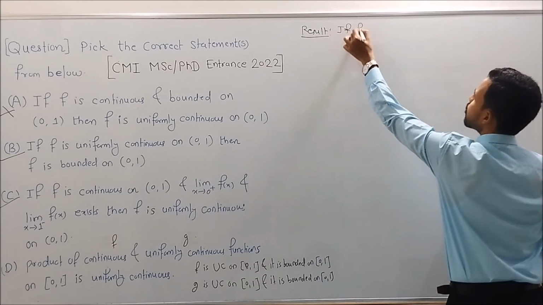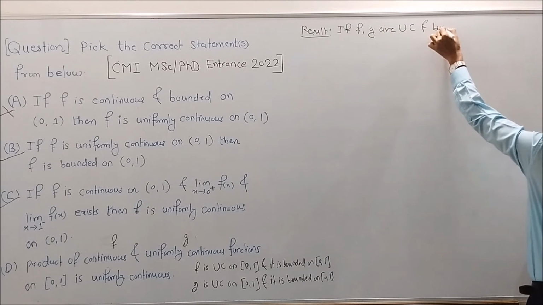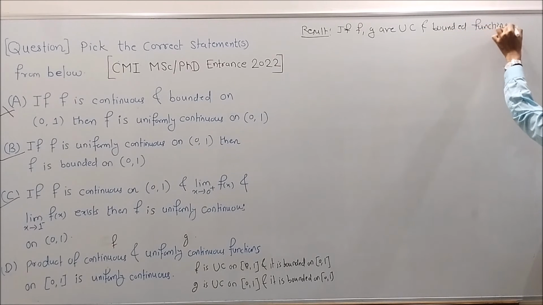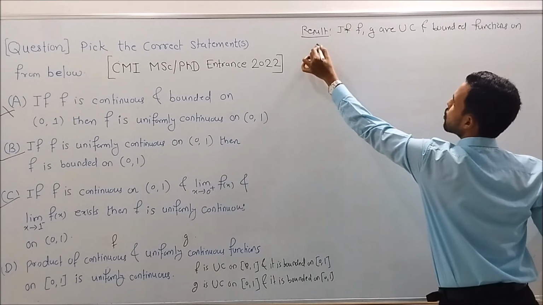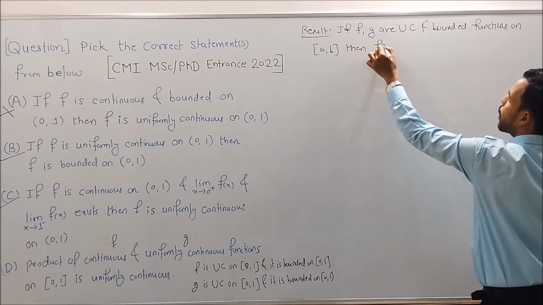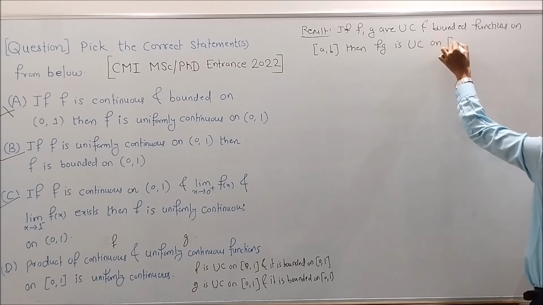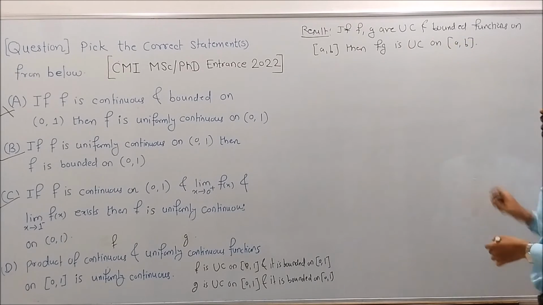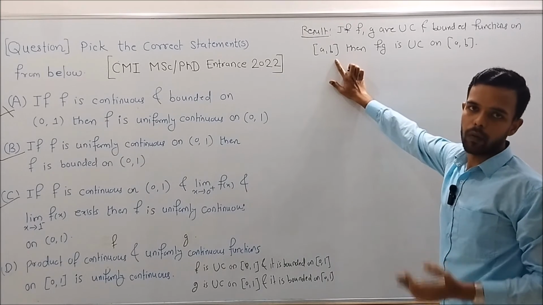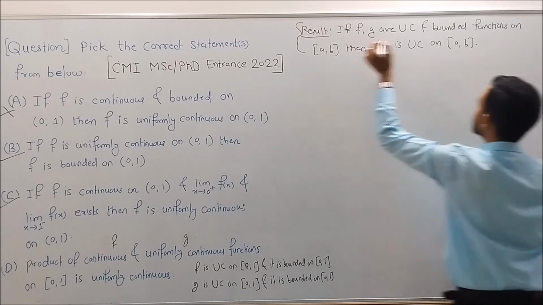If f, g are uniformly continuous and bounded functions on closed interval [a, b], then their product fg is uniformly continuous on closed interval [a, b]. The same result also holds true if we replace closed interval [a, b] by open interval (a, b). Okay, so we will use this result.